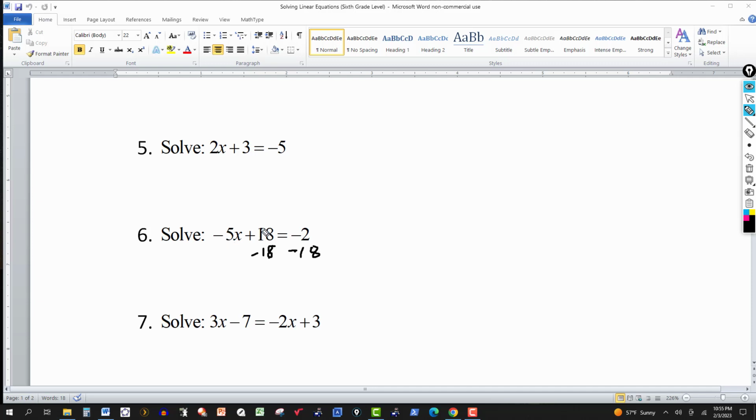Okay, so now I have what? These go to 0. I get negative 5x on this side, and a negative 2 and a negative 18. The signs are the same. So I add. Remember, when the signs are the same, you just add and bring down the sign. So 2 and 18 is 20, bring down the sign. So that's giving negative 20.